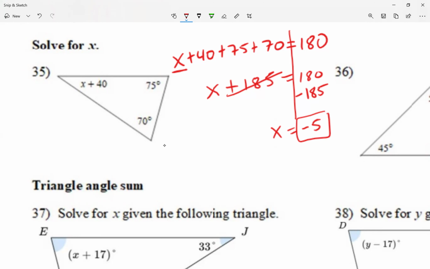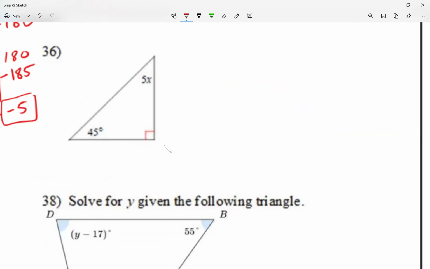The angles are positive. So if I was to plug it in here, negative 5 plus 40, yeah, I get a positive number. It is okay for x to be negative. All right, let's take a look at number 36.